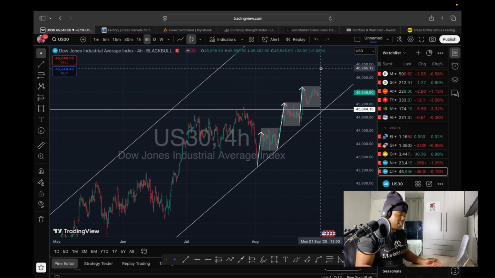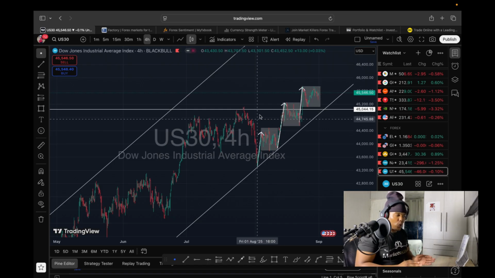Analyze your price action and see exactly what the market is telling you. If you can see we are in an uptrend, then it simply means that the market is going to give us higher highs and higher lows. If you're in a downtrend, then you should be expecting what? Lower highs and lower lows.